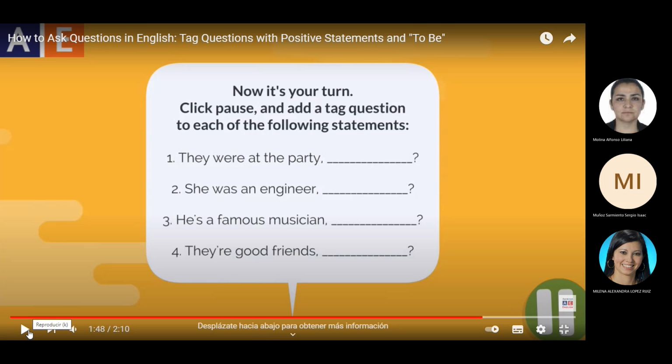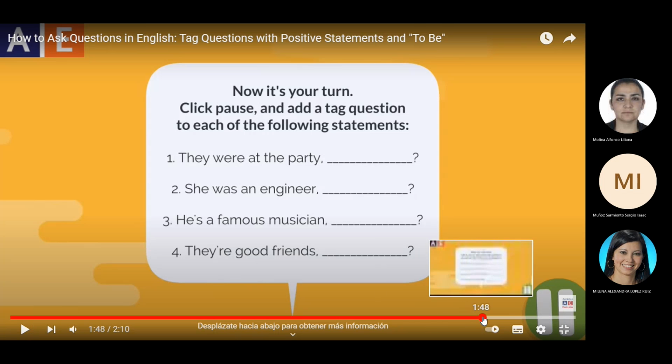She wasn't she? Yes, wasn't she? Okay, Liliana, number three. He's a famous musician, isn't he? Okay, and number four. They are good friends, aren't they? Okay, good. Okay, so there are tag questions.